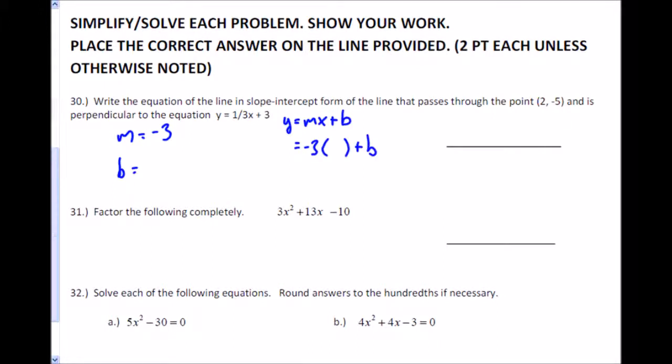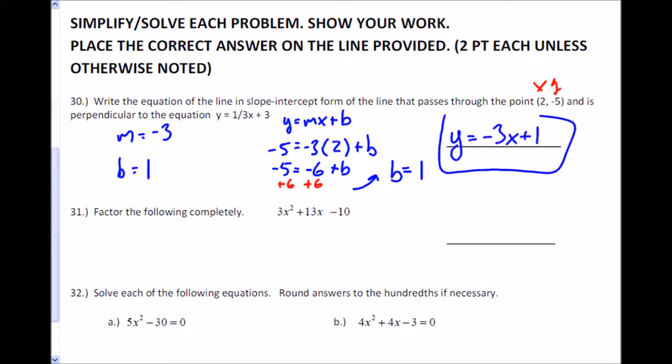I need to solve for b, so I need an x and a y value, which is why they give me this ordered pair. So I plug the 2 in for x, the -5 in for y, and I simplify. That's going to be -5 equals -6 plus b. I add the 6 to each side, and I find out that b equals +1. So now the equation for this guy is going to be y equals -3x plus 1, and that's it.